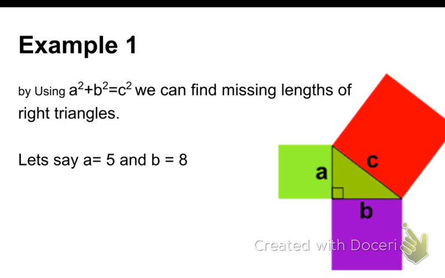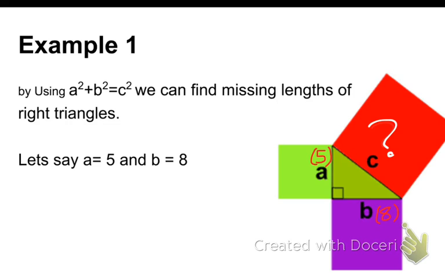Okay, so let's take a look at some examples. All right, example 1. By using a squared plus b squared equals c squared, we can find the missing lengths of right triangles. Let's say a here is worth 5, and b here is worth 8. Now these are not to scale, okay? We want to figure out what is c. Okay, let's try that out.